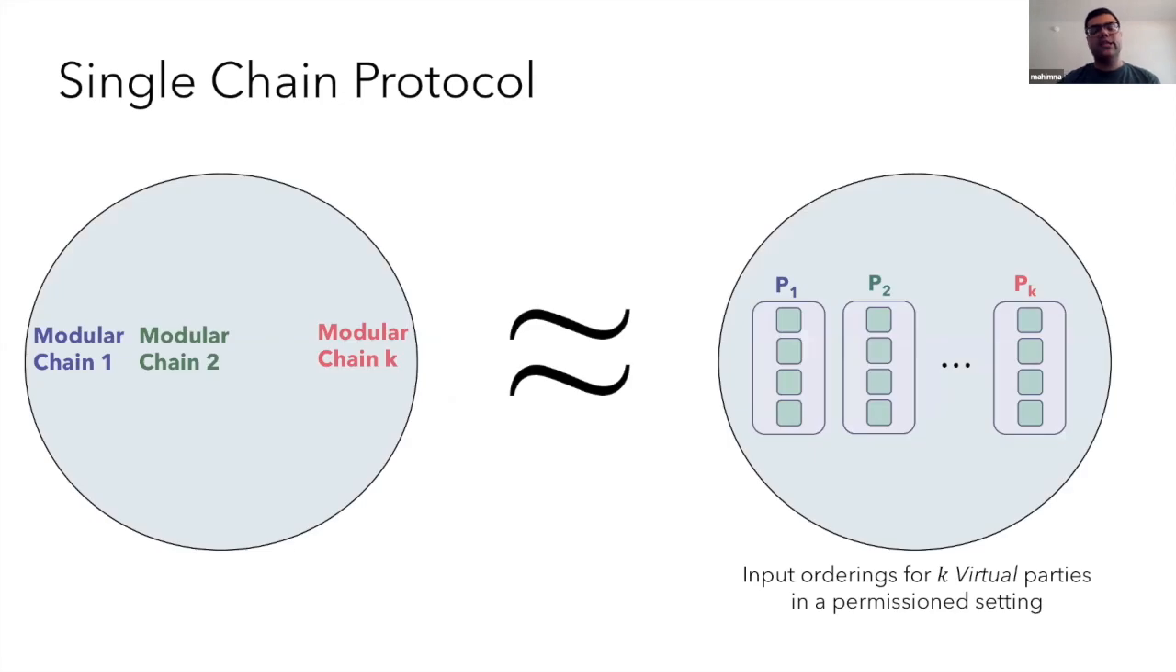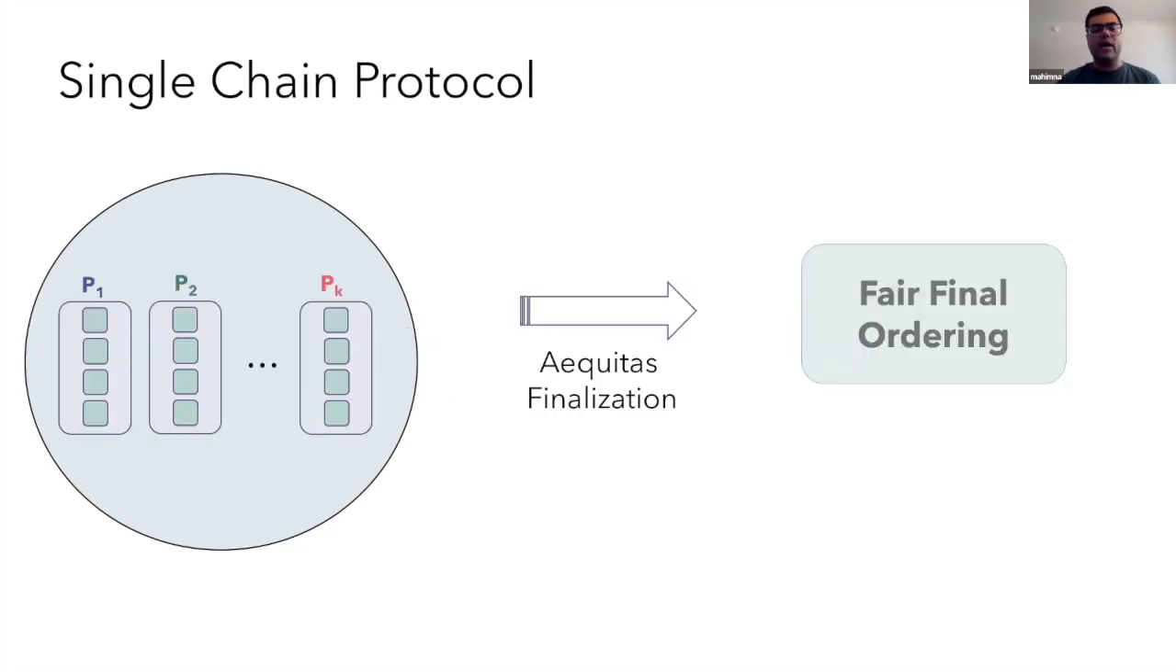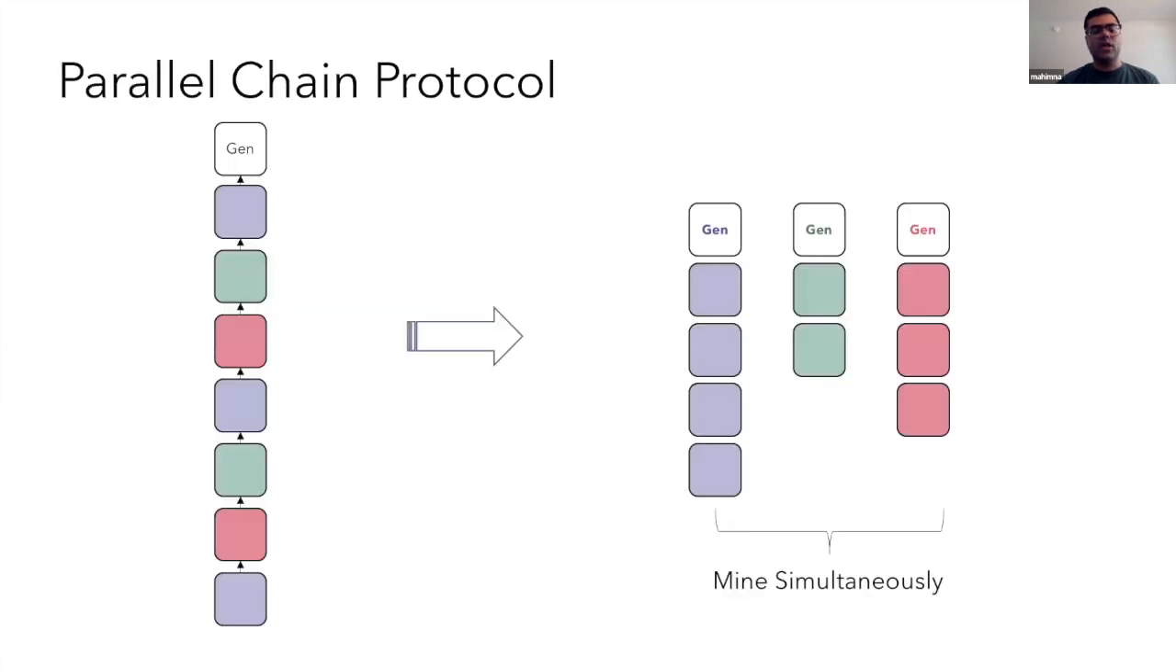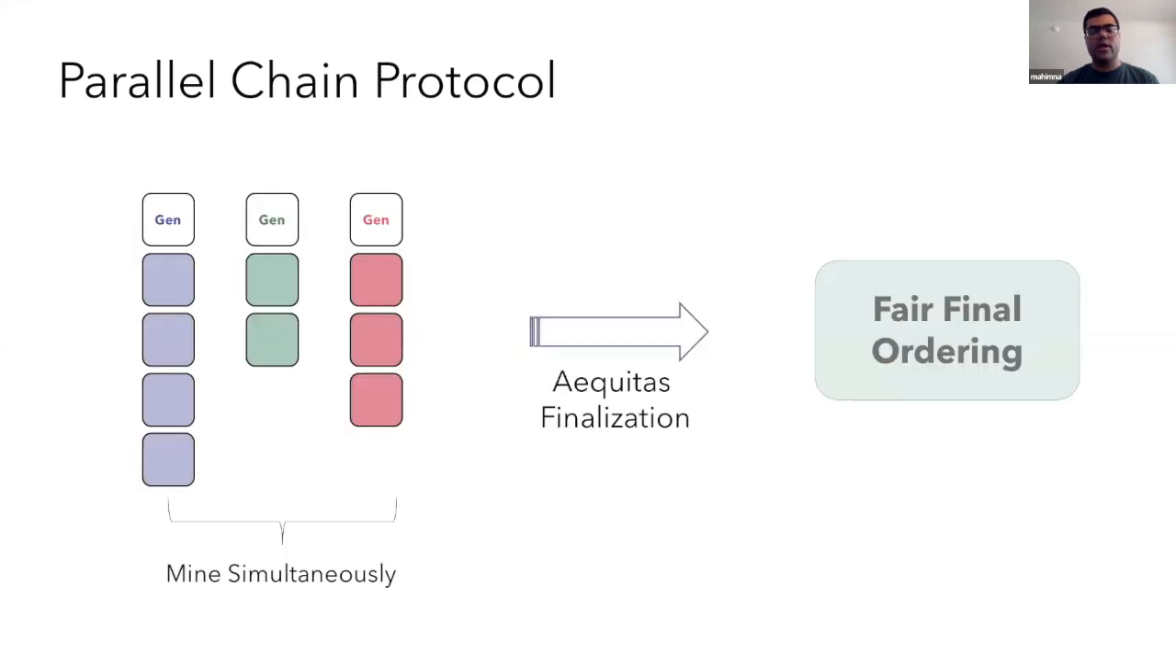So these k modular chains, as I said, can be thought of as k virtual parties in a permissioned protocol. And we can now use our Aequitas finalization technique, which is the third step of our permissioned protocol, to compute a fair ordering. I'll also note that we have a more parallel protocol design where we can mine these k semantic chains, or k modular chains, simultaneously using a proof of work P for 1 kind of mining technique from previous literature. This is quite intuitive, but the proofs are somewhat complicated, so I won't go into them in detail. But again, we can use the Aequitas finalization technique to get a fair ordering from these parallel chains.